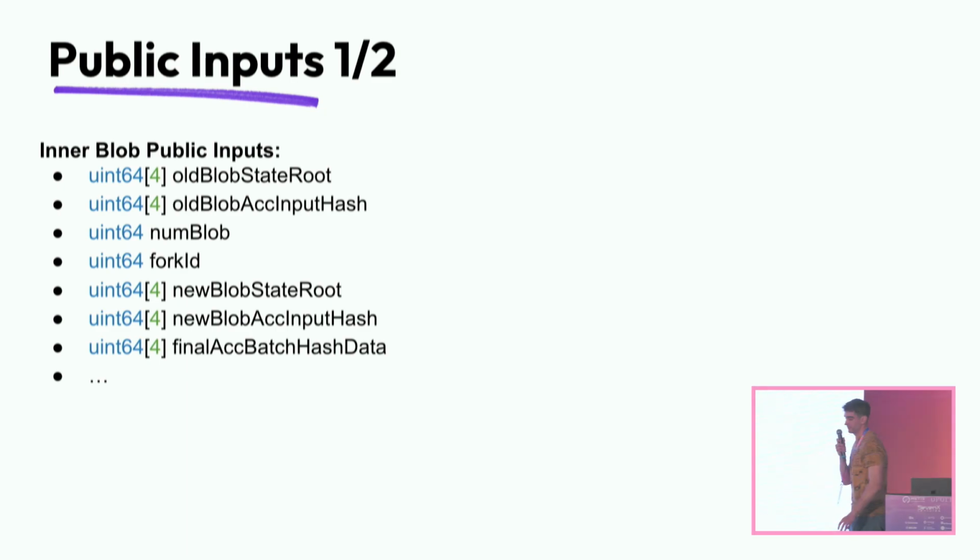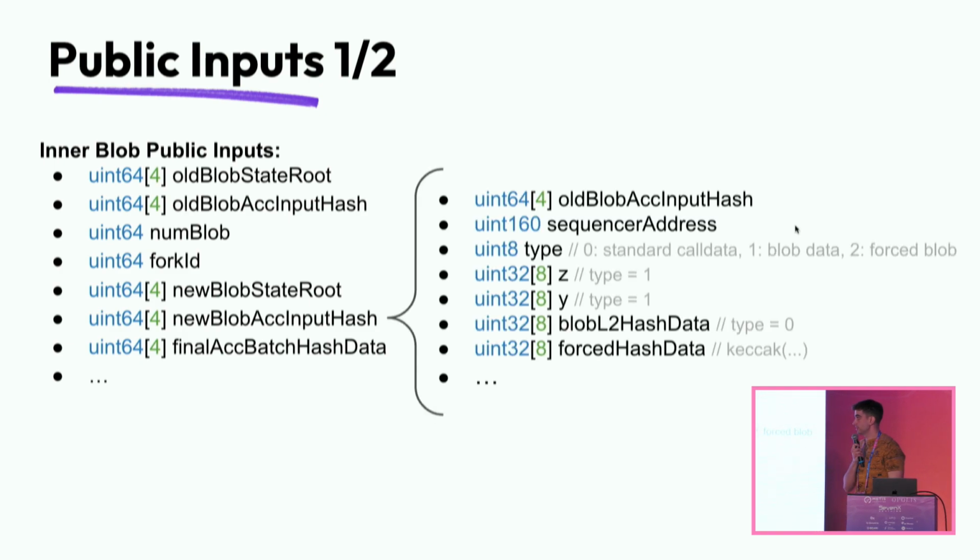Okay, and going a little bit inside the details, these are the public inputs that we are going to add to the inner blob prover. There are more of them, but just to mention a few relevant ones, we have the blob state root and the new state root. And we also have the accumulated input hash, which is important because it is what relates one blob to another, like in a blockchain. We are going to relate the previous blob with the next one.